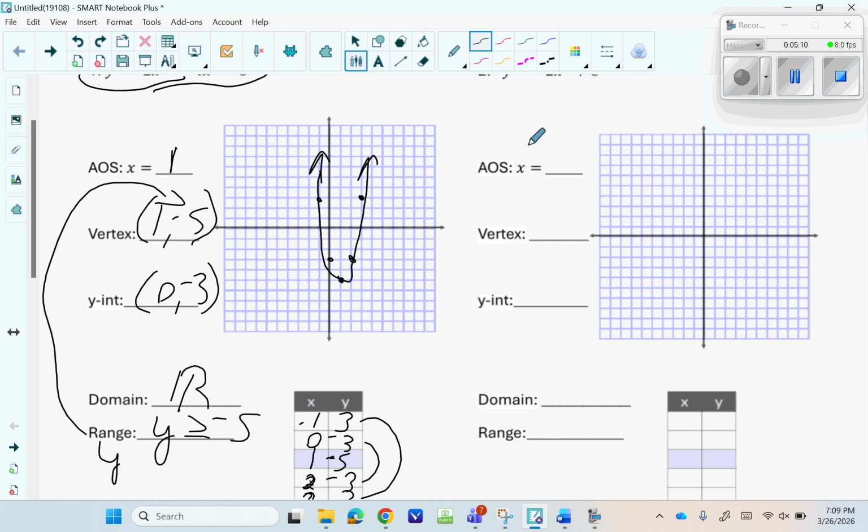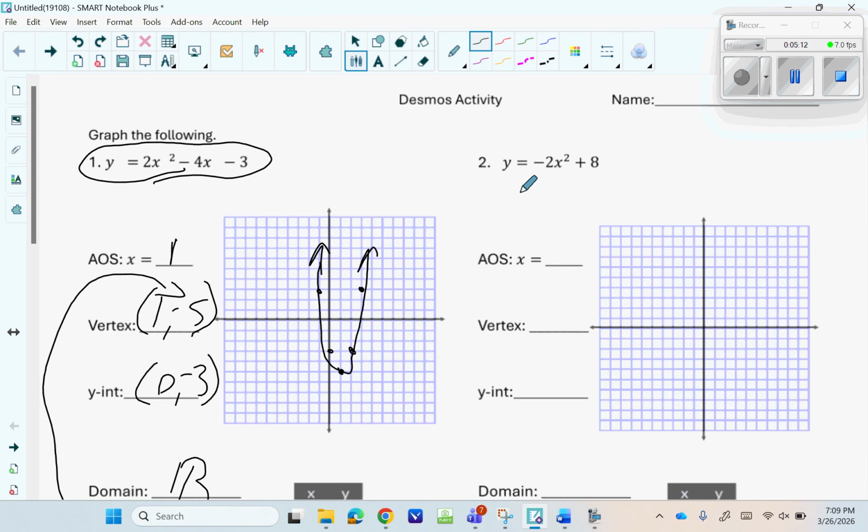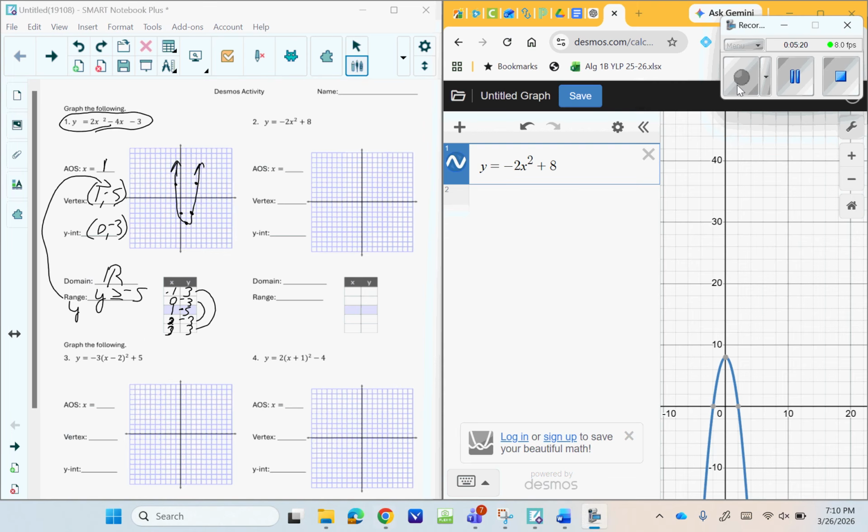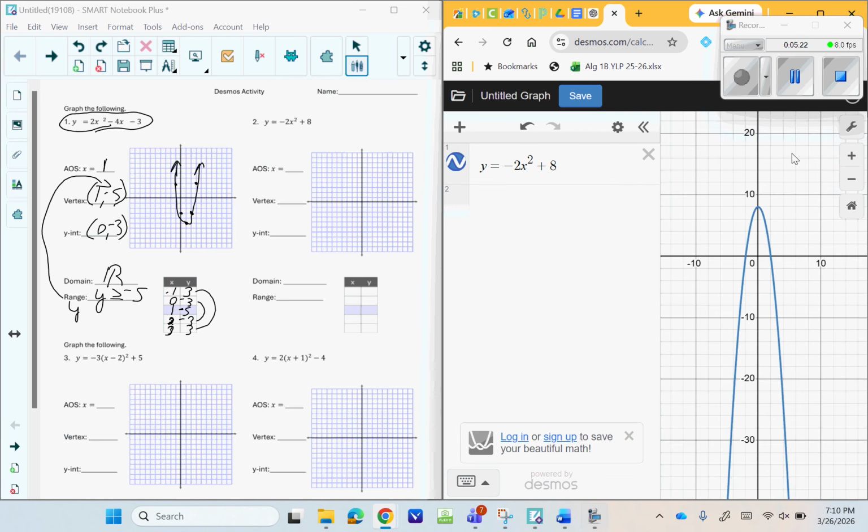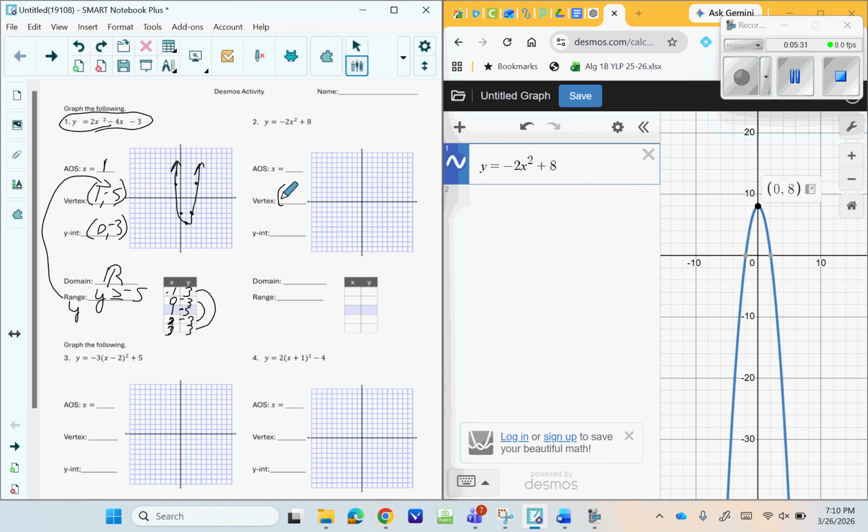Okay, let's do the next one. So let's go up here, and I am going to type this into Desmos. And if you'll notice, this one goes down. Let's see what else we can see. Oh, so there's our vertex. Our vertex is going to be 0, 8.